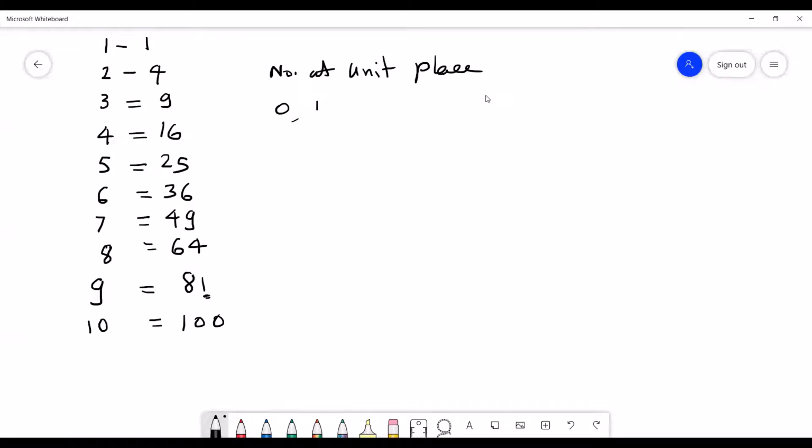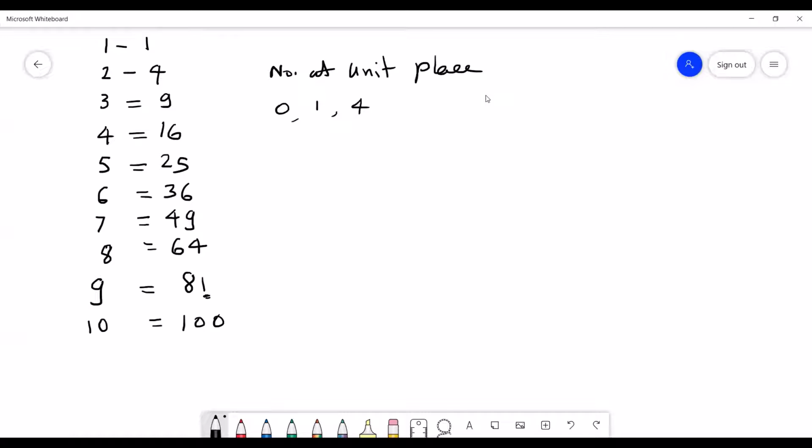So for two numbers' squares, the last digit, otherwise unit place, is 1. Now the next smallest number is 4. The 4 is coming for two numbers also, for 2 as well as for 8. Square of 2 as well as square of 8 is having unit place as 4.